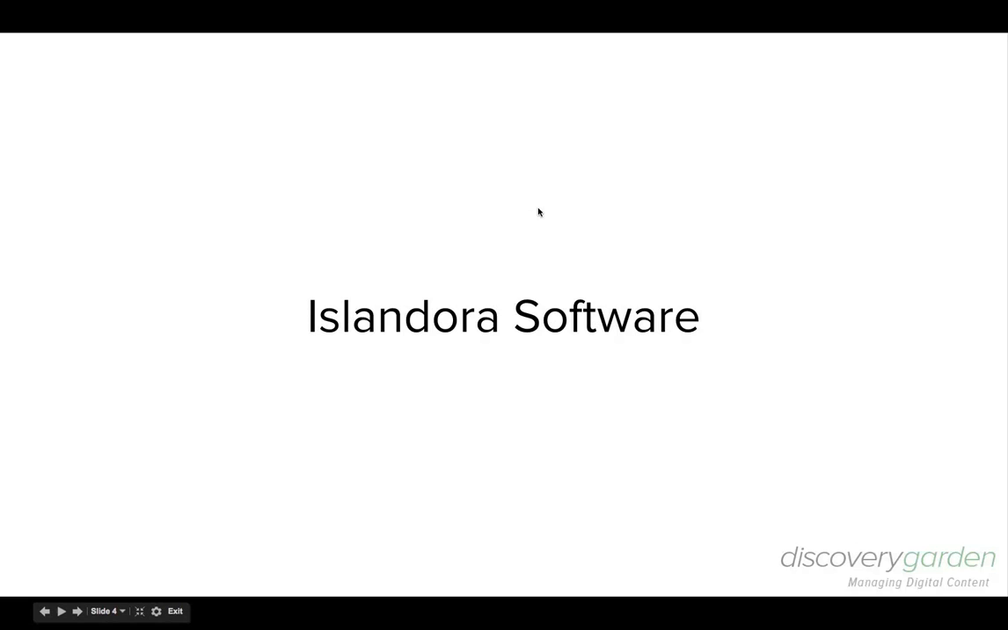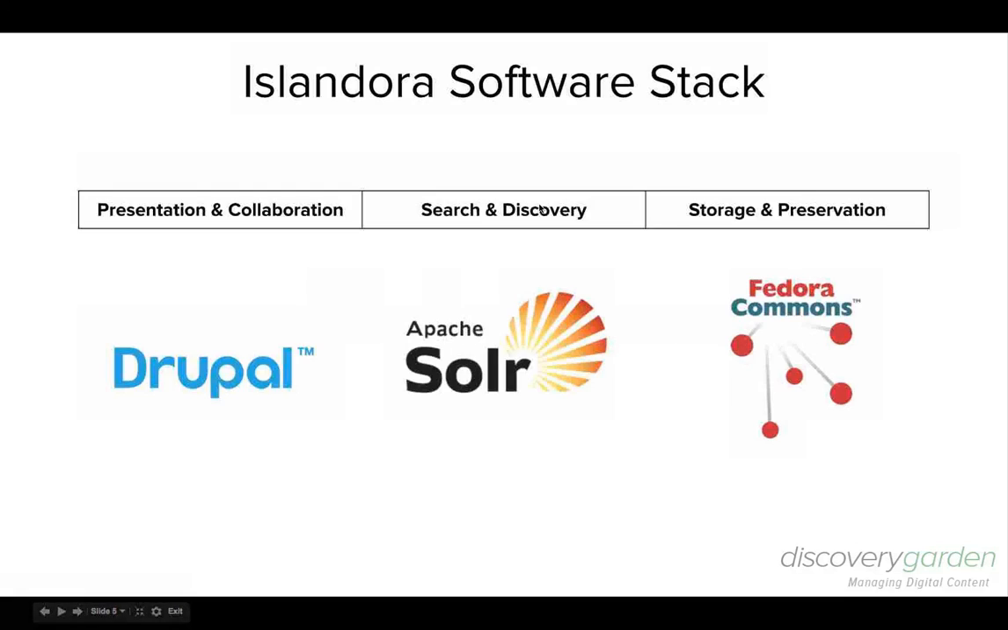So let's get started into the content here. For anyone who is new to the Islandora community, I wanted to do a quick overview of the Islandora software. For those of you who aren't familiar with the stack, Islandora really is comprised of three main components. We use Drupal, it's a CMS, and we use it for presentation and collaboration. So when we say presentation, it's how we get our digital assets available on the web.